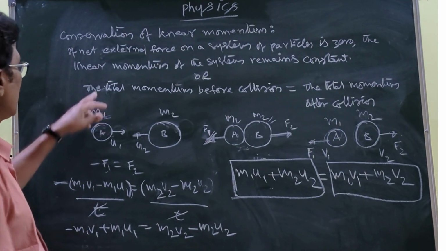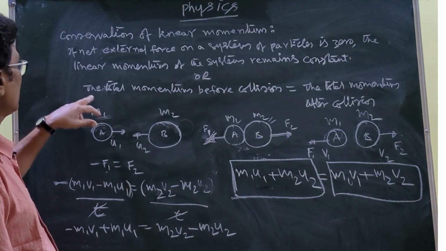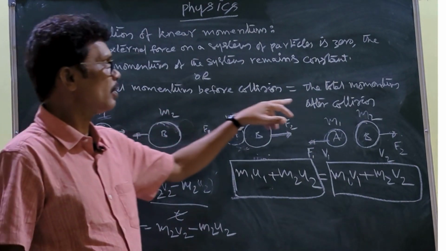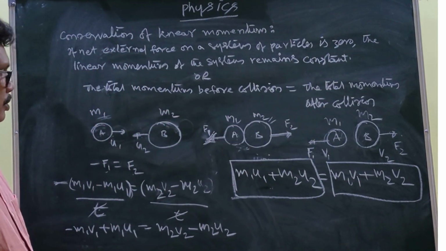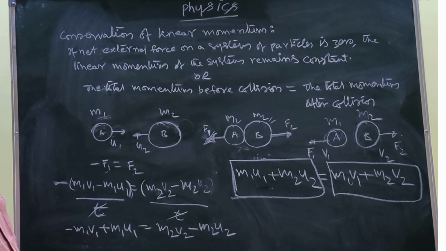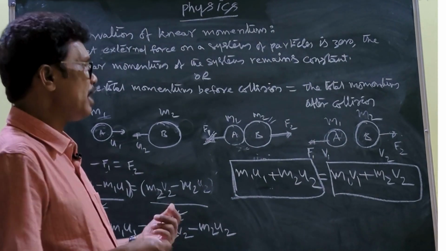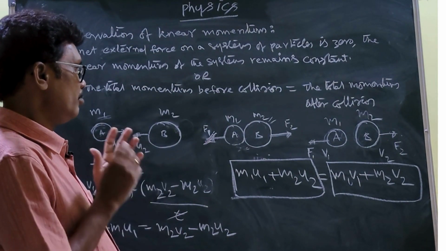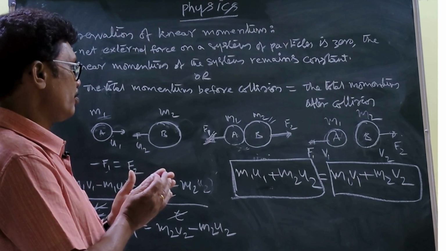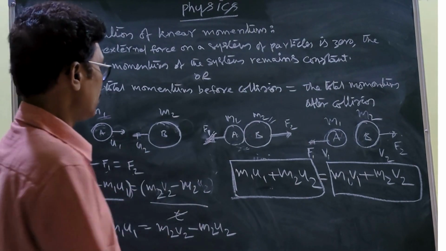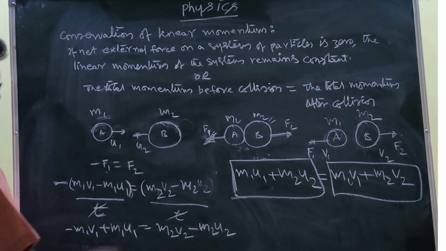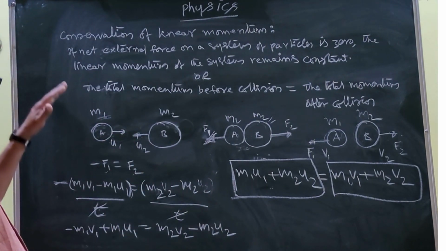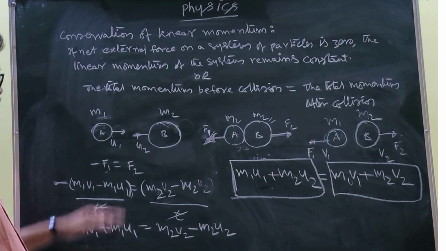So what is the law? It states that the total momentum before collision equals the total momentum after collision. Momentum does not go anywhere. It remains there, but it may be transferred from one body to another body. Before momentum equals after momentum. This way we can derive the law of conservation of momentum equation.